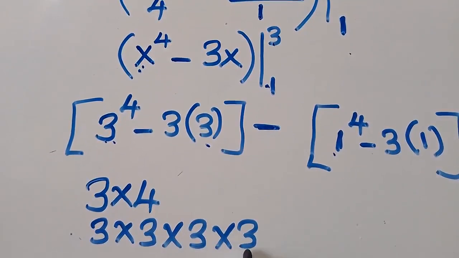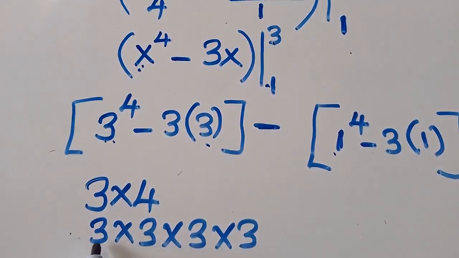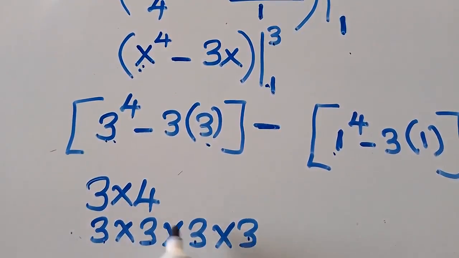So 3 to the power 4 is 3 times 3 times 3 times 3. Not the other way. So don't go that way. Make sure you move in this way.